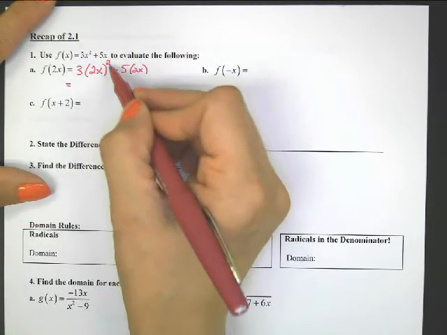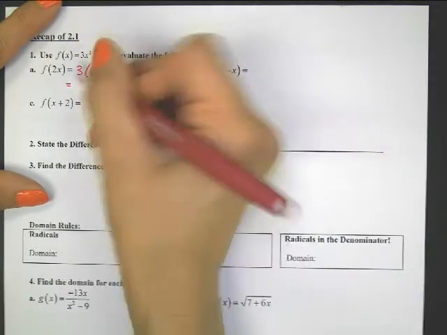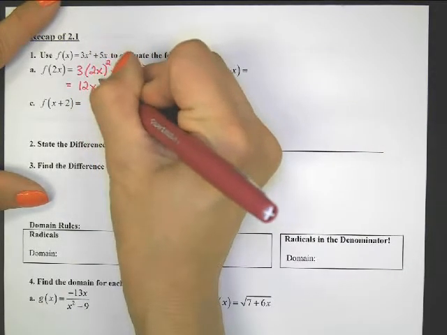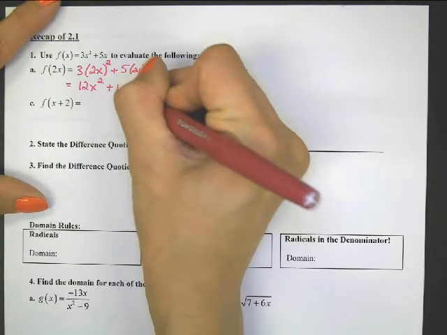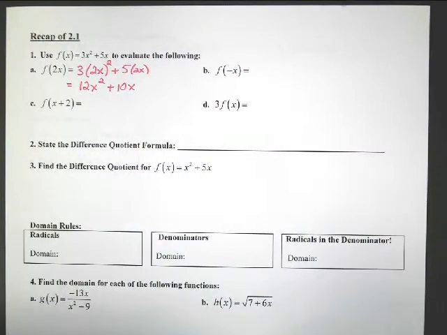PEMDAS says exponents first. 2x times 2x is 4x squared times the 3, 12x squared plus 10x.